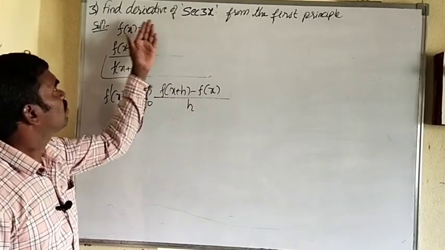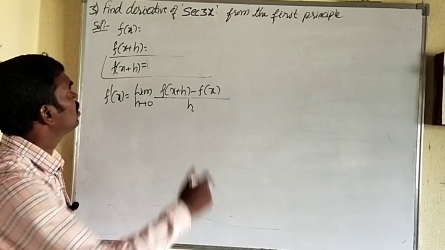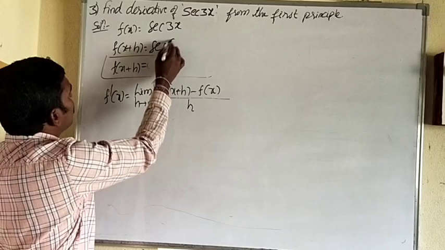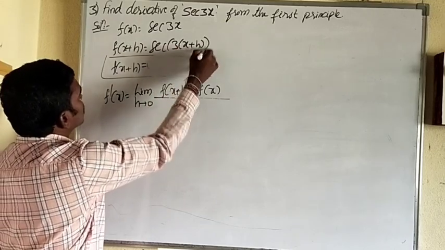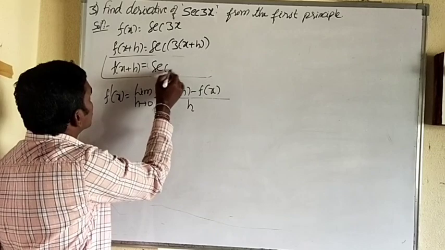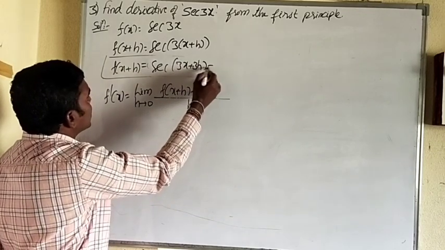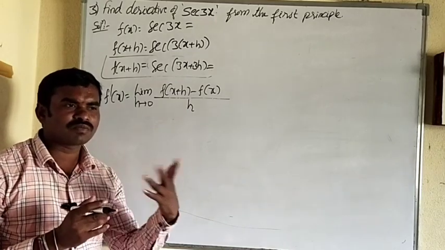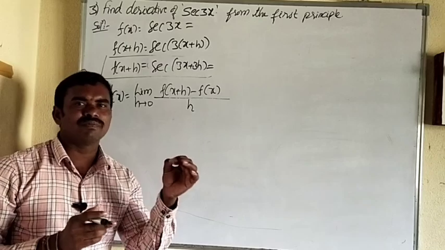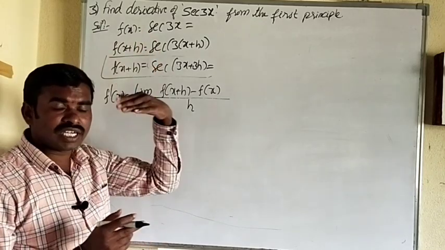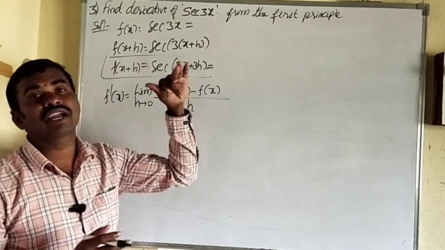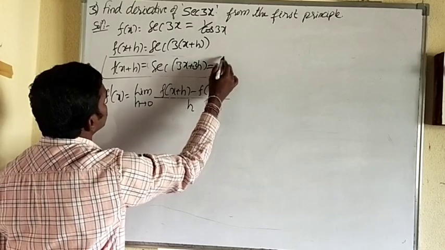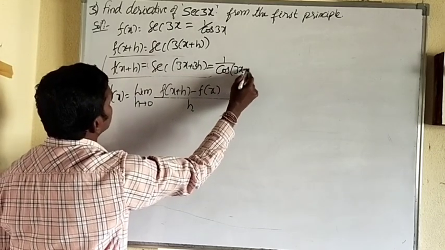Next, the third one. Find the derivative of sec 3x from first principle. First step, f of x is equal to sec 3x. Then f of x plus h becomes what? Sec of 3 into x plus h. It becomes sec of 3x plus 3h. Always try to write the trigonometric function in terms of sine and cos. Then it becomes a little bit easier. So secant theta in terms of sine and cos is 1 by cos theta. Like that, it becomes 1 by cos 3x, and here also 1 by cos of 3x plus 3h.